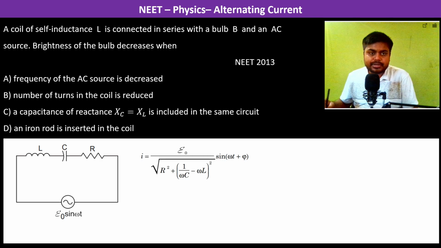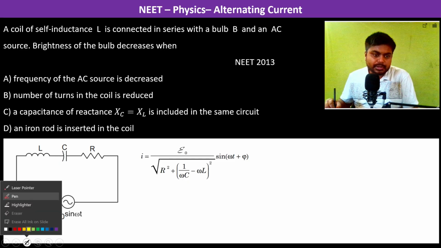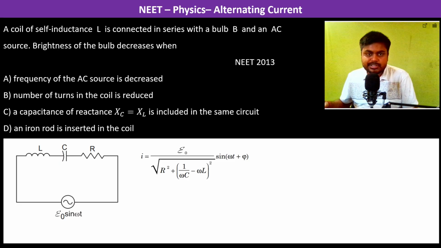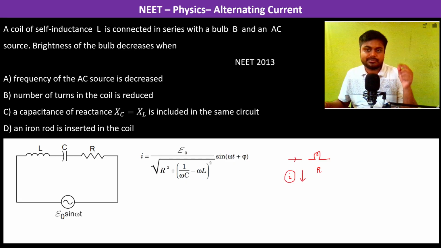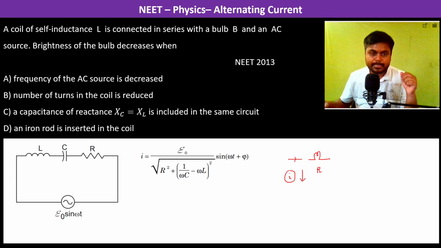A coil of self-inductance L is connected in series with a bulb B and an AC source. The brightness of the bulb decreases when... So if you see, this is the bulb which is having resistance R. So if the current which is entering becomes less, then the brightness will reduce. Okay, so now what is the value of the current?